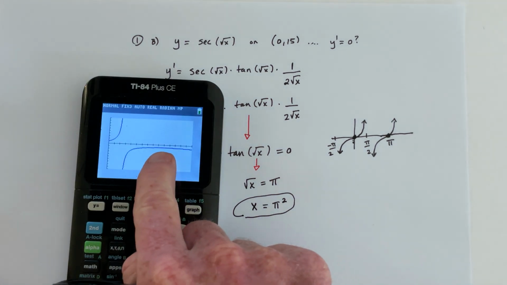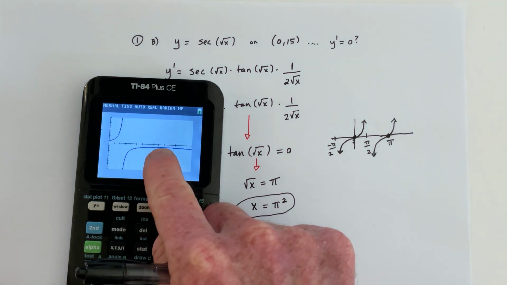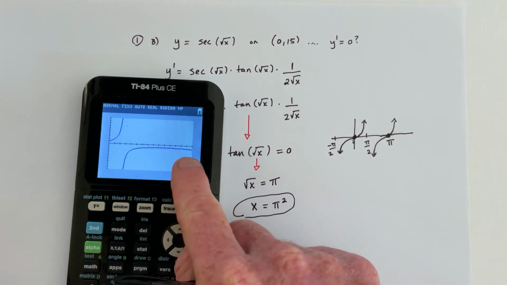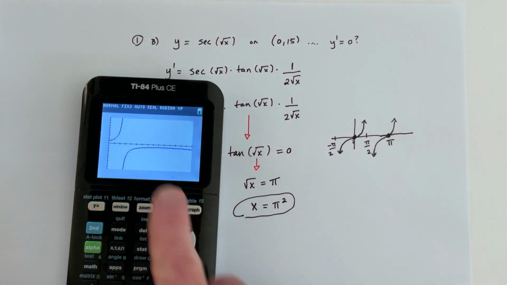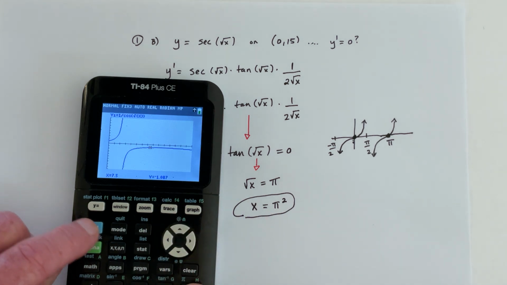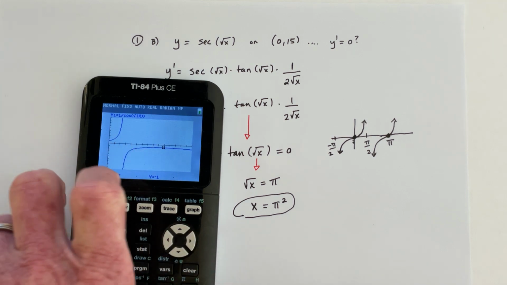So it was right about here where the graph went up. It reaches a height, its highest point right here, and then it's going to be going down. And then where is that point right there? That should be pi squared. So trace and put pi squared, and that should be a point right about there. Perfect. So that's where the derivative equals 0.